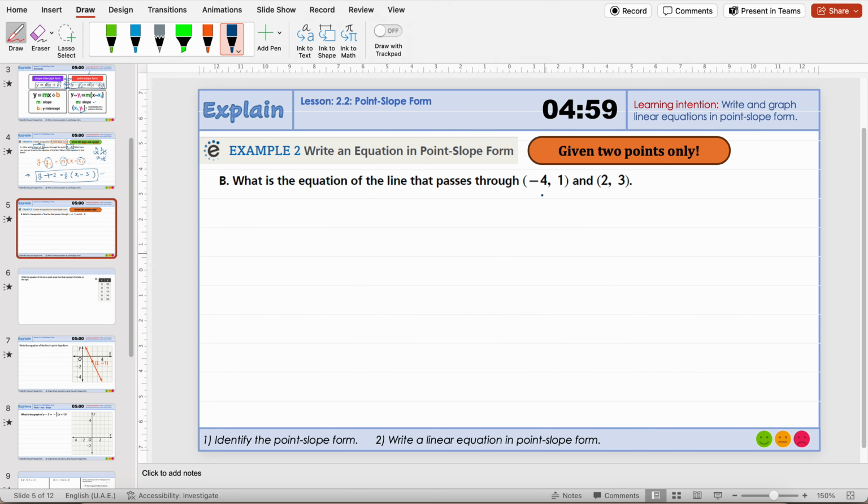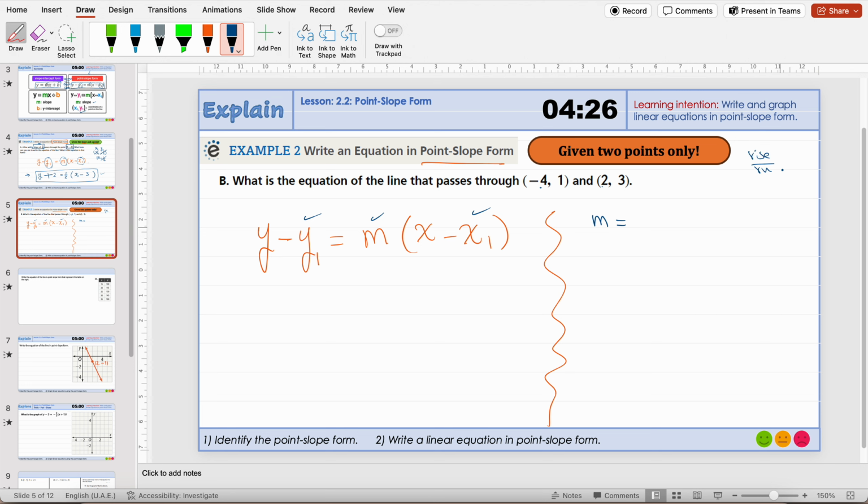Next idea is, what if they gave me only 2 points, there is no slope? What should I do? Again, my goal is to write the point slope form, which is y minus y1 equals m times x minus x1. How can I write it? I need m, I need x1, I need y1. I don't have m, I don't have the slope. Directly start working on finding the slope. Either I can use rise over run, or y2 minus y1 over x2 minus x1.